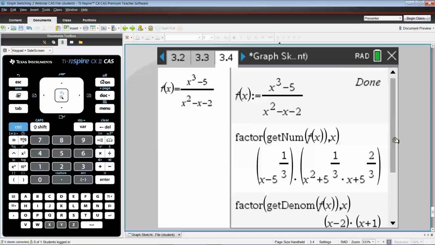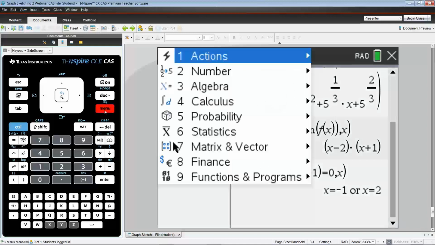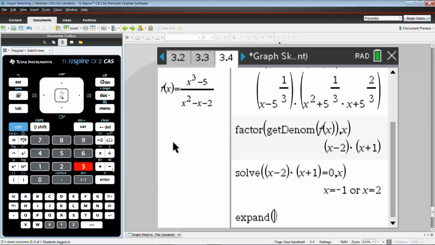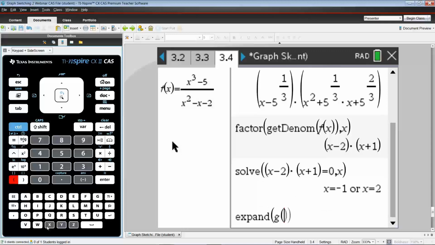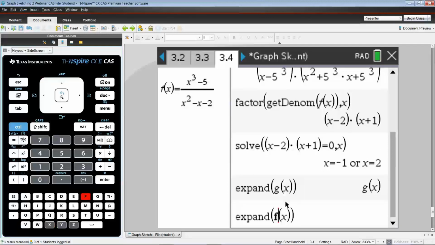Okay, so now let's go and find any oblique asymptotes. Like I said in the page previously, we're going to use the expand command. So menu 3 for algebra, 3 for expand, and simply type in g of x. So g bracket x and enter. And it's f of x, my bad. There we go, let's change that to f of x.